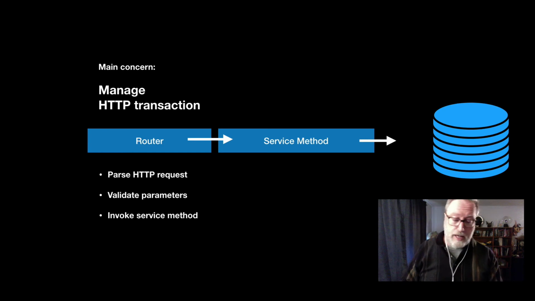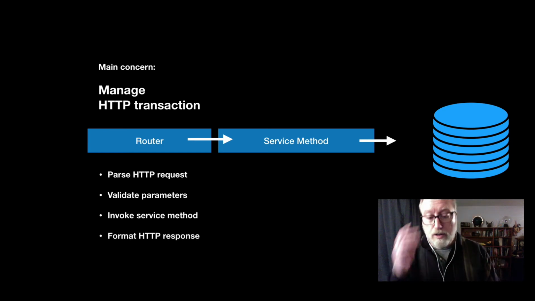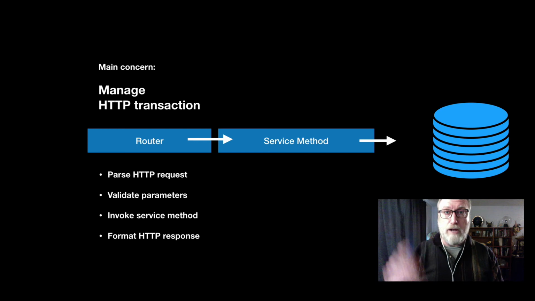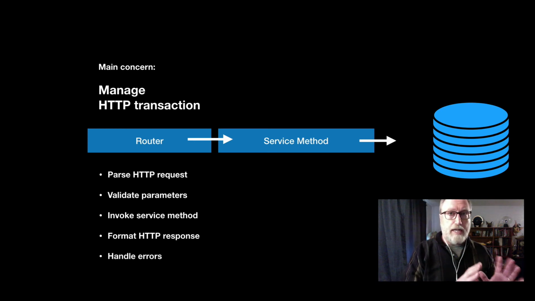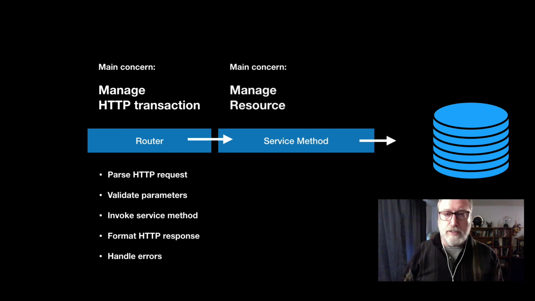And along the way, if we have any problems, we're going to handle the errors or any kind of 400 or 500 statuses that need to be done. Now, that's all HTTP. In contrast, the service method is mostly concerned with managing the resource, making sure that we can get to the database, format up whatever comes out of the database correctly into the JavaScript object that the router needs, and just focus on that.